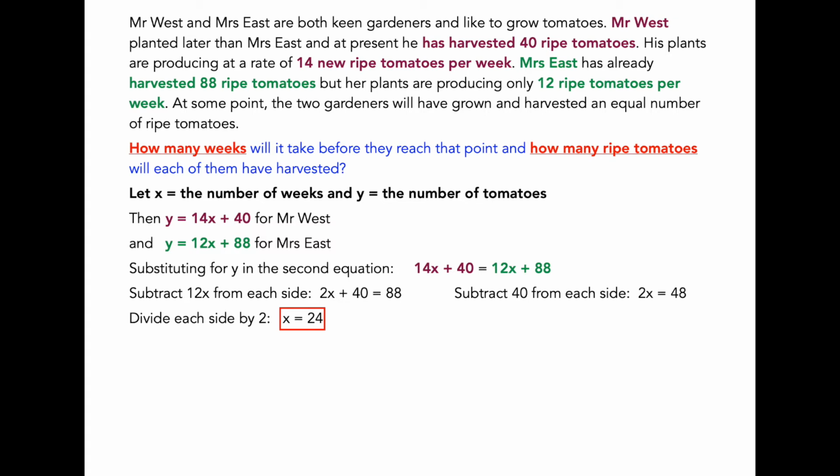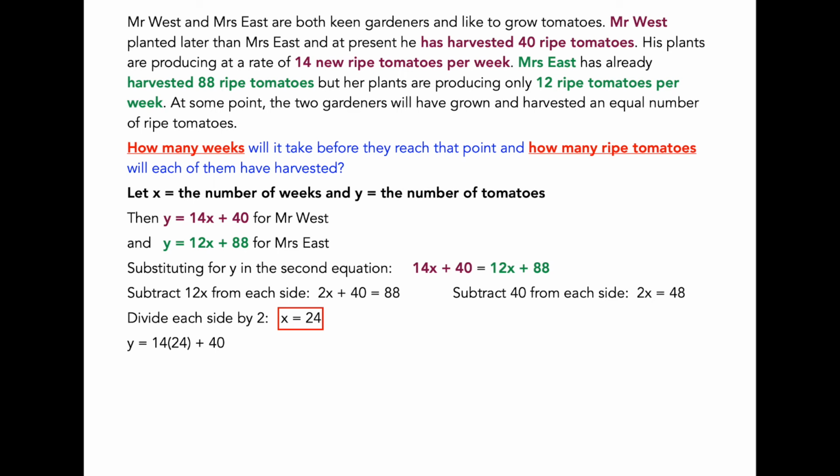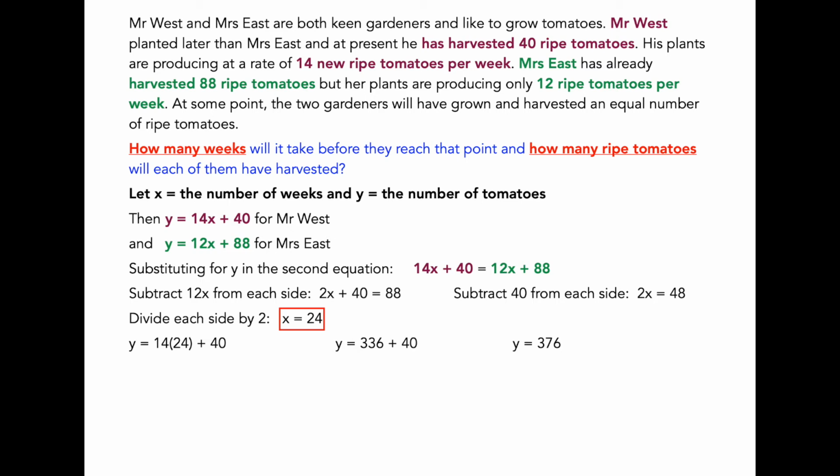To solve for the second unknown, y, the number of tomatoes, we'll substitute x equals 24 in the first equation. So that gives us y equals 14 times 24 plus 40. Now you can multiply this out either manually or by using your calculator, and you'll get 336, that's 14 times 24, plus 40. So y equals 376.